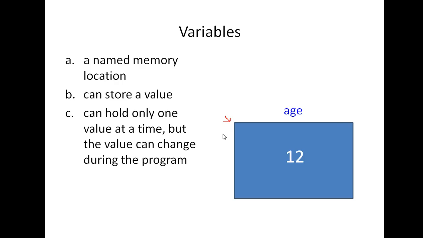And then it can hold one value at a time. So it can only hold the 12 right now. It can't hold a 12 and a 15 at the same time. But the value can change during the program. So later on, we could change the 12, make it a 15.